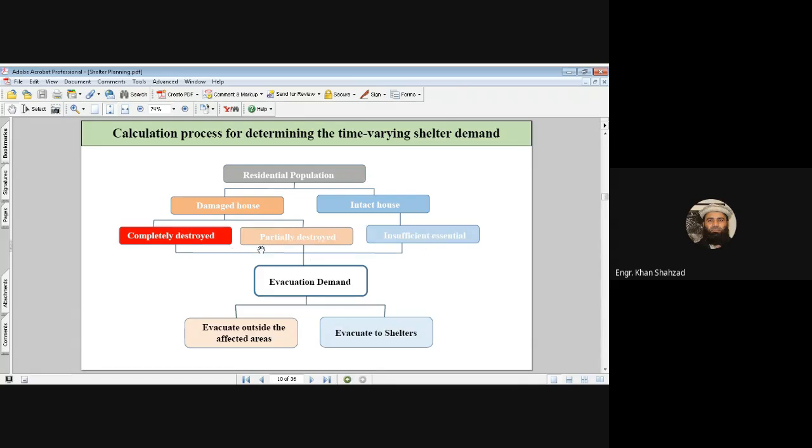If you can calculate the number of people, you can calculate the evacuation demand. Once you have calculated the evacuation demand, you can evacuate outside the affected areas or evacuate to shelters. You can decide on the basis of this demand whether you can evacuate the people to the shelters, or you have to provide some shelters or some places, or accommodate them in some high school or middle school or college buildings or some other government buildings outside the affected area. So it depends upon these numbers.